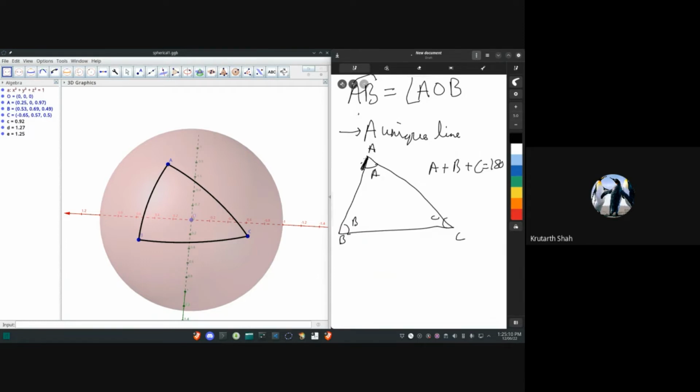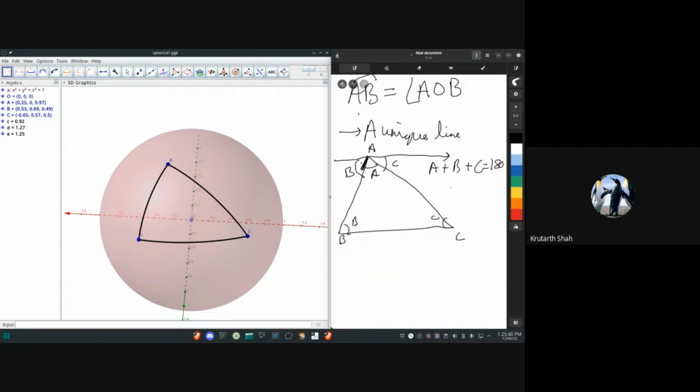And does anyone know a proof of this? Consider a line going parallel through AB. Yeah, right. So then you get this angle equals this angle and this angle equals this angle. Does this same proof work in spherical geometry? No. Why? Because the parallel lines meet at a point. Yeah, exactly. So we cannot use the same proof for spherical geometry.